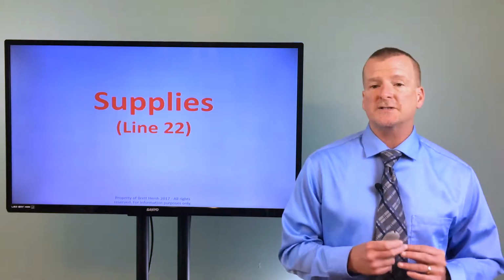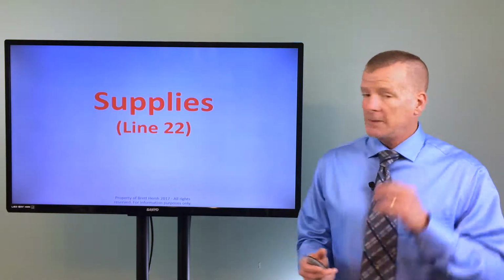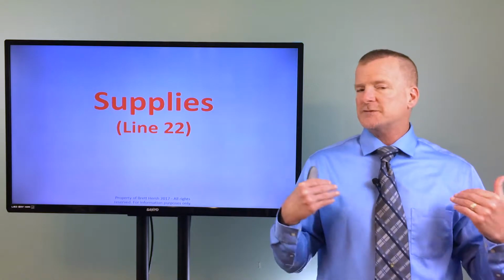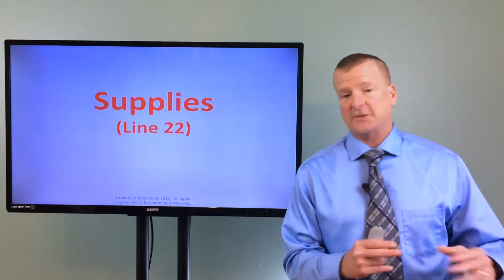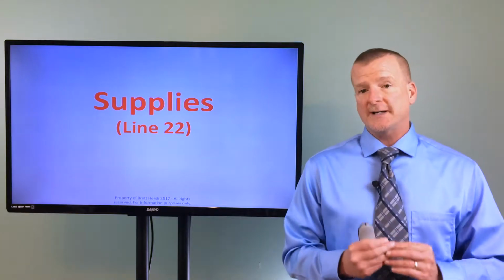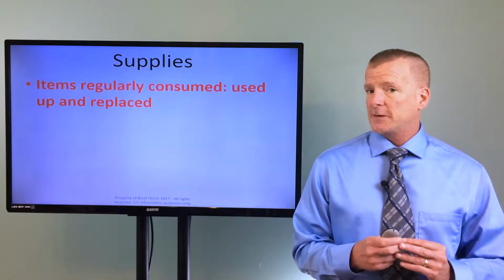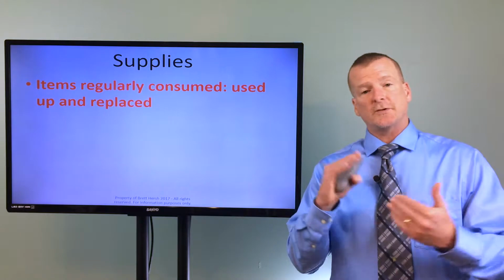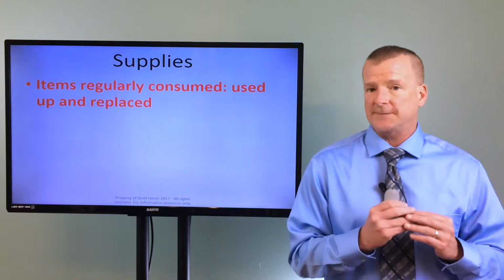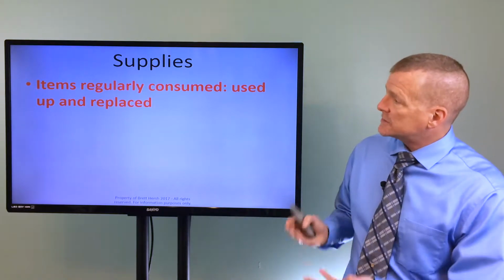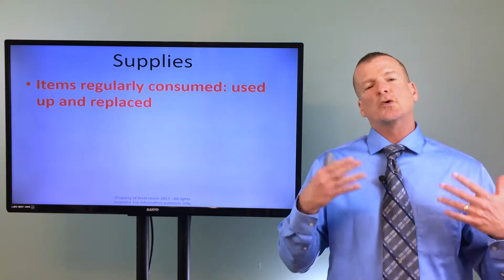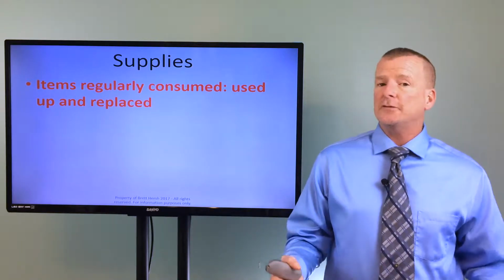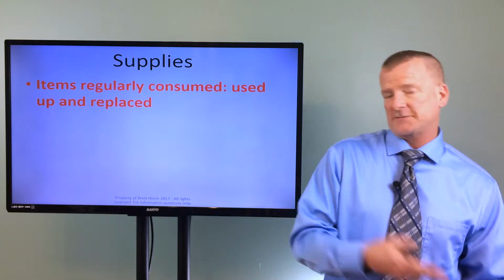Let's move forward to supplies, line 22. If you recall, when we discussed office expenses, a lot of things you might think are office expenses are not really office expenses. Some of those items are supplies. This can be a little confusing, but those are reported as supplies. We're going to go over those in this section. Items regularly consumed or used up and replaced in your business are considered supplies, other than cleaning supplies, which are an office expense.